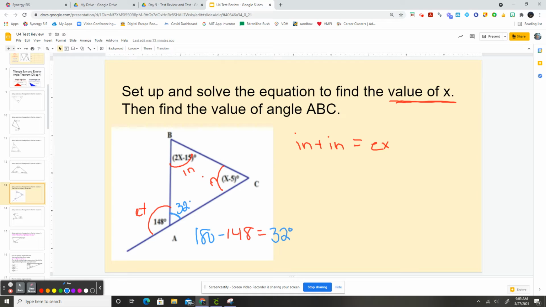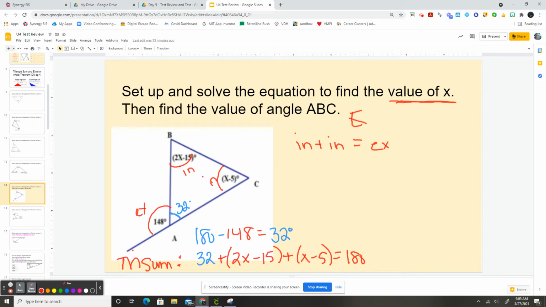If you choose to do it this way, then you can do triangle sum. 32 degrees plus 2x minus 15. That's the second angle in the triangle. Plus x minus 5 equals 180. This is triangle sum. All the angles in a triangle have to equal 180.